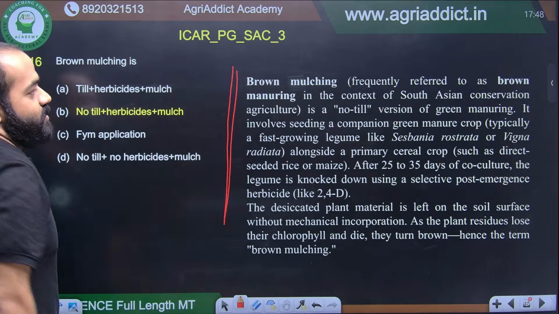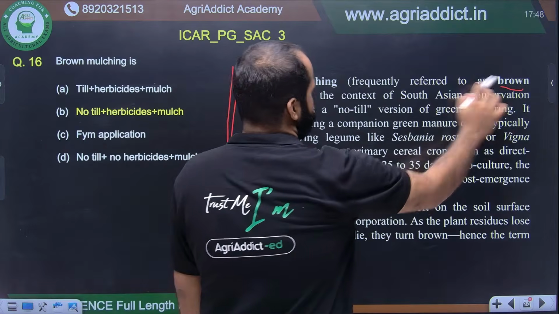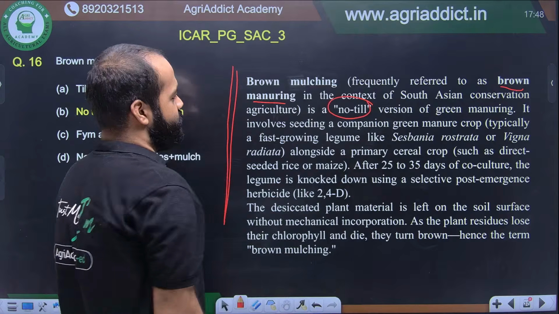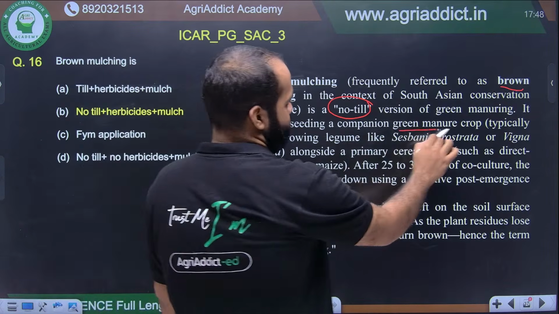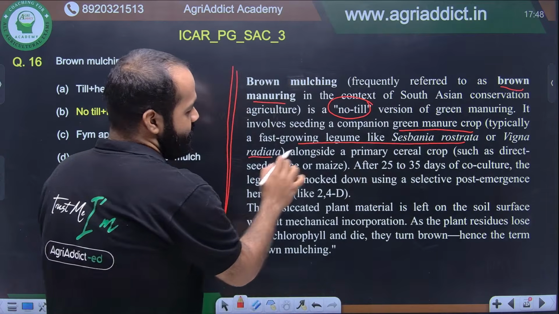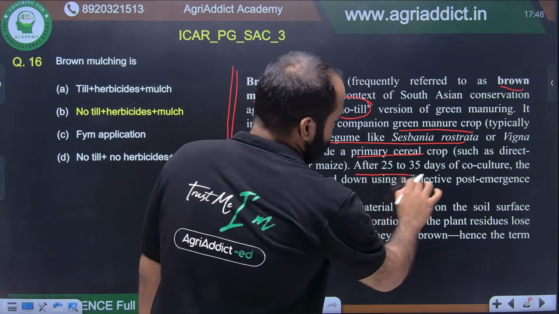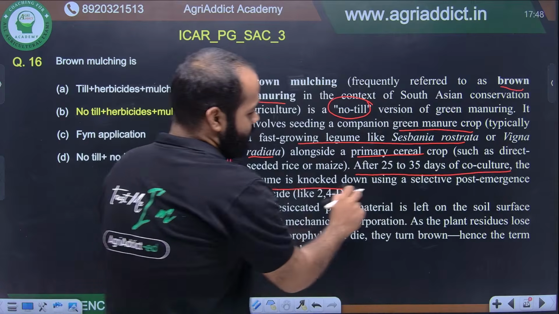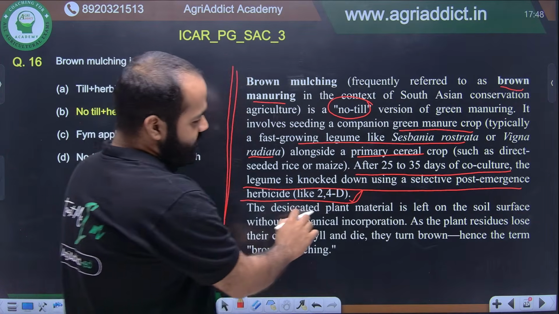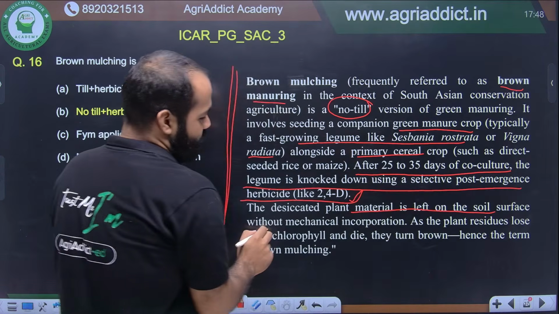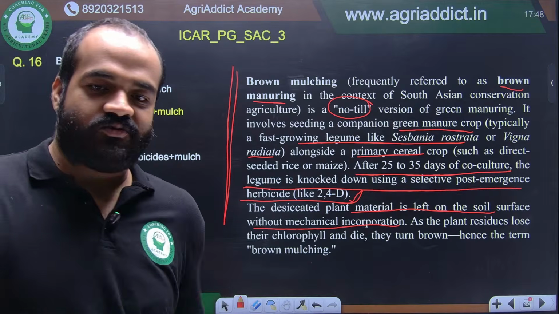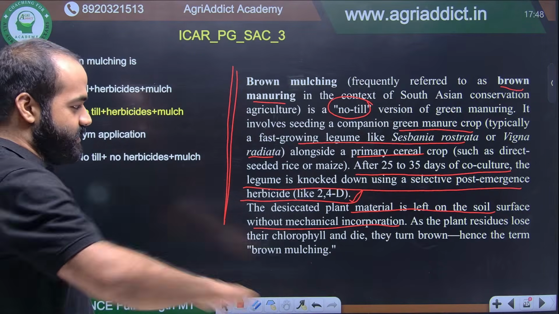What is brown mulching? Brown mulching is also referred to as brown manuring. इसको भी याद रखना. It is a no-till version of green manuring. तो इसमें क्या होता है? इसमें पहले green manure crop उगाया जाता है, fast growing legume like sesbania rostrata or whatever, alongside a primary cereal crop. After 25 to 30 days, the legume is knocked down using a selective post-emergence herbicide like 2,4-D. This desiccated plant material is left on the soil surface without mechanical incorporation. यानी कि after application of the herbicide, उसको हम अलग से incorporate नहीं करते. We just keep it in the soil as it is.